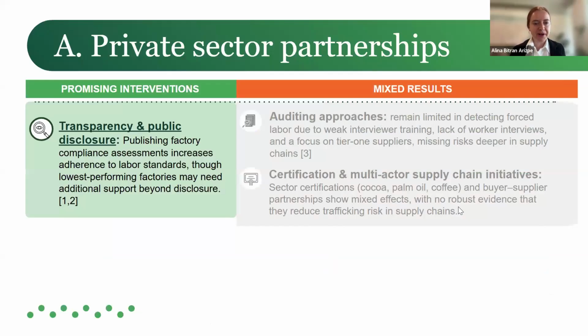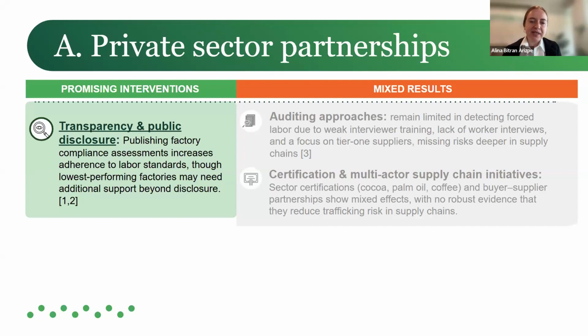So starting with private sector partnerships, in terms of promising interventions, we have seen rigorous work on transparency and public disclosure. So there is, for example, one quasi-experimental study in Jordan that showed that publishing factory compliance assessments, due to a new program that actually made this mandatory, increased the transparency and adherence to labor standards, which was a great initial sign. However, there are some other studies that show that this in itself is not enough. Some of the lower performing factories may need additional support beyond just disclosure in these transparency measures. So again, promising, but needing some more study and evaluation.